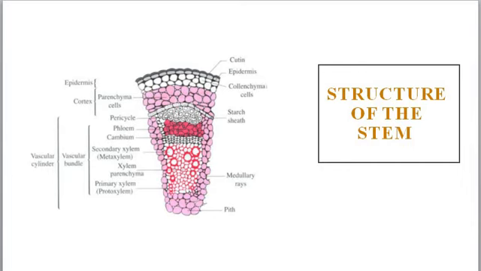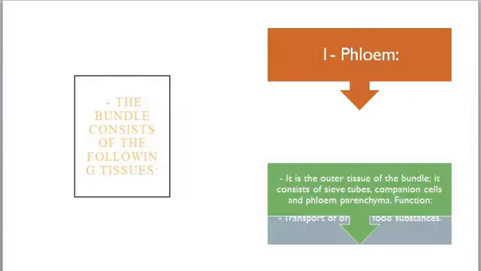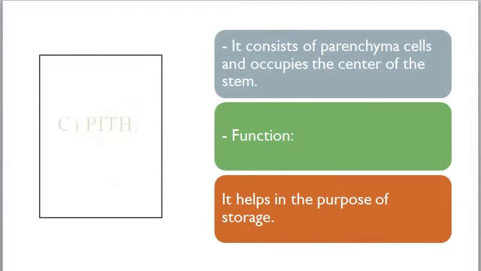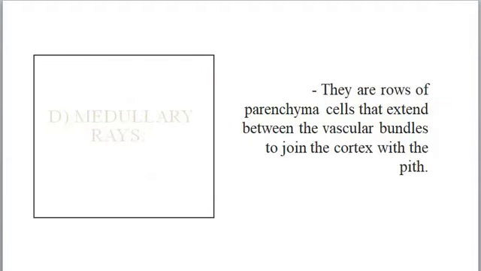So its function is only for storage. Okay, after that we took the medullary rays. They are rows of parenchyma cells that extend between the vascular bundles to join the cortex with the pith, just for joining between them. Between what? Between the cortex and the pith.